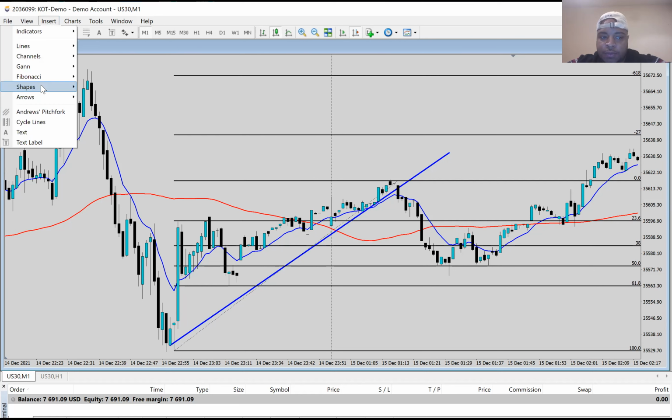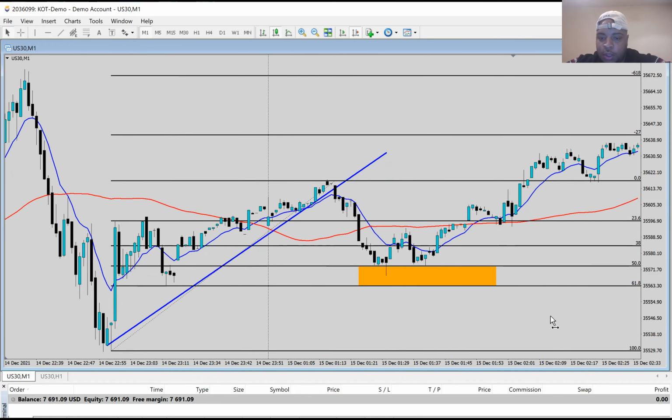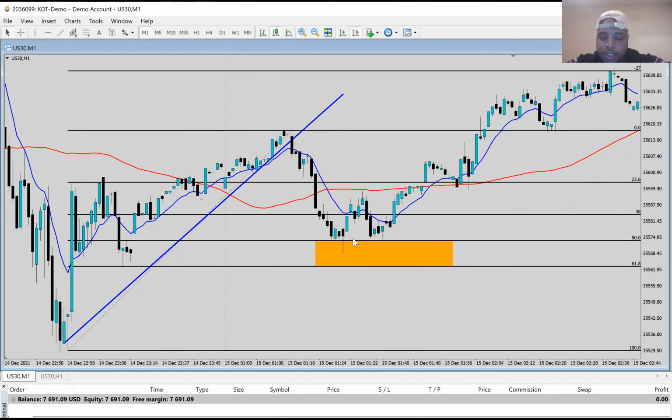Where do we take our trade? Inside the 50, 61.8 area. Boom. Trade would have been taken right there. Yes, you could have tried to catch the sell, which still would have been in profit. It started pushing back up to the 50, take the sell, get out of the market for another 3,000 pips.